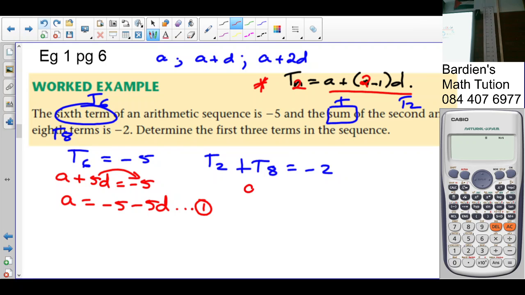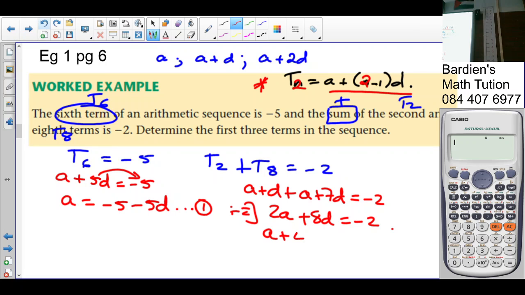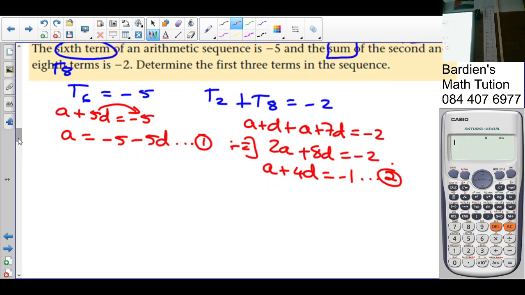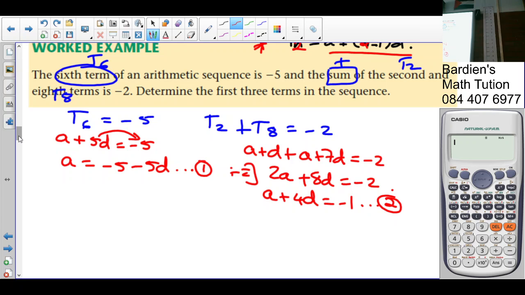Okay, so for T2, it's A plus D. T8 is A plus 7D equals negative 2. I'll simplify it a bit. It's going to give you 2A plus 8D equals negative 2. Did you guys divide by 2 or you left it like that? Divide by 2. To simplify it a bit, will be A plus 4D equals negative 1. Do you all agree with that? That is equation 2. So what do we do now? Simultaneous equations. You guys still remember how to do simultaneous equations? Yes. So do that quickly.